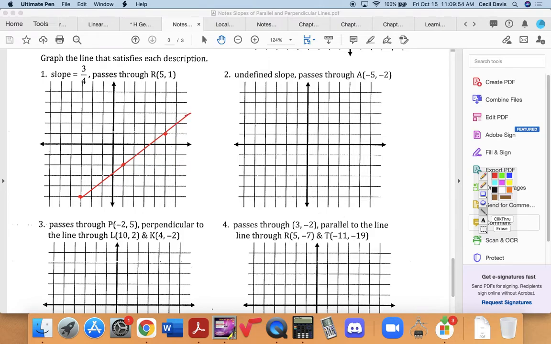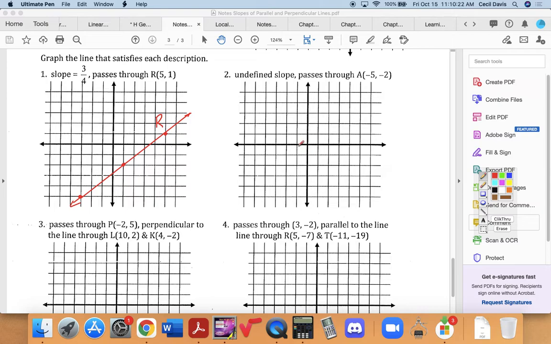Anytime you're drawing a line, your line should go all the way across your grid and have arrows on the ends of it and the whole deal. All right, next one, an undefined slope that passes through the point A. Oh, sorry, I didn't label this point. Should have done that. At -5, -2. Again, what do we have to do first?